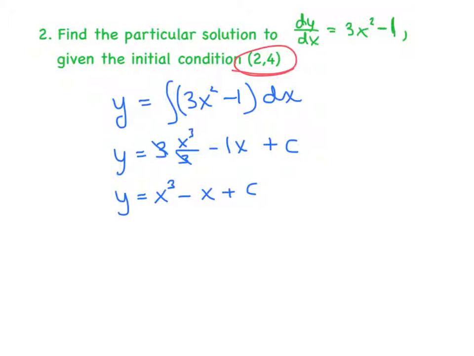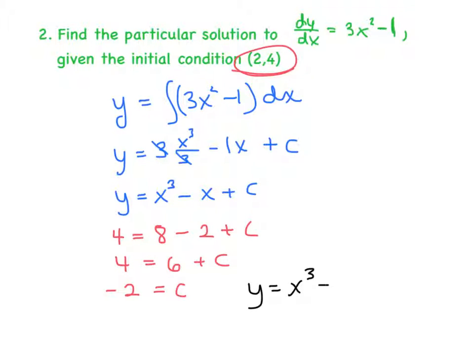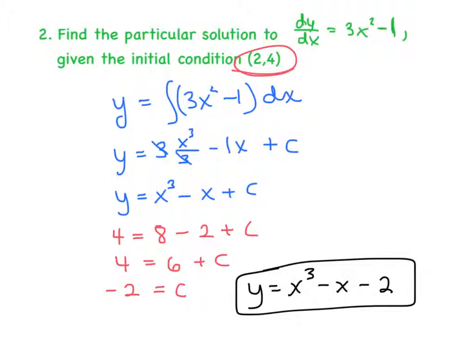All right, now it's time to bring in our initial condition of (2, 4). Obviously, that's a point, so x is 2, y is 4. So I'm going to plug in the 4 for y, and I'm going to plug in the 2 for x. So 2 cubed would be 8 minus 2 plus c. And I'm just solving this. 4 equals 6 plus c. c equals negative 2. So now that I have my c value and my general solution, I put the two of those together and I get y equals x to the third minus x minus 2 as my particular solution.